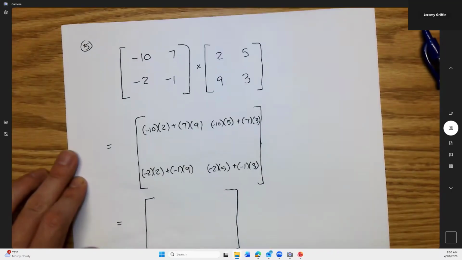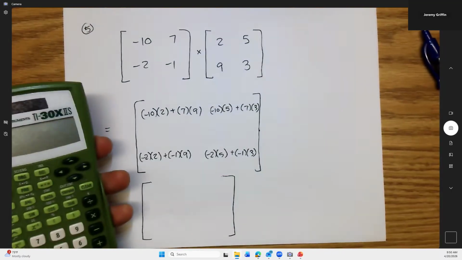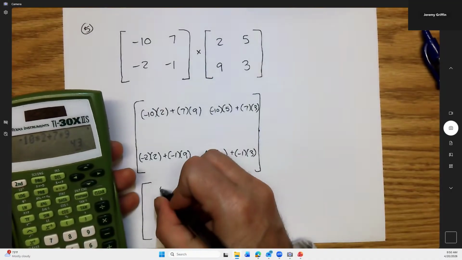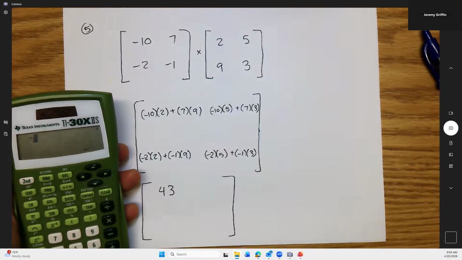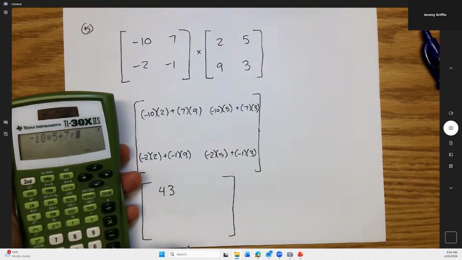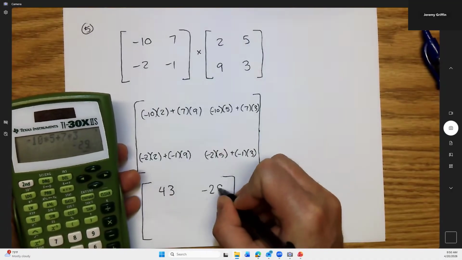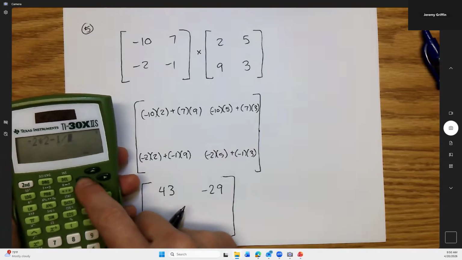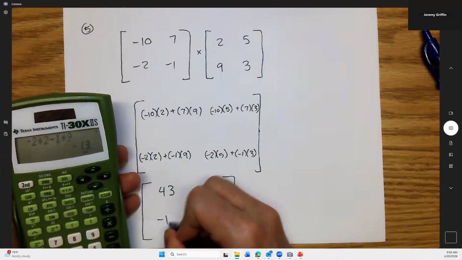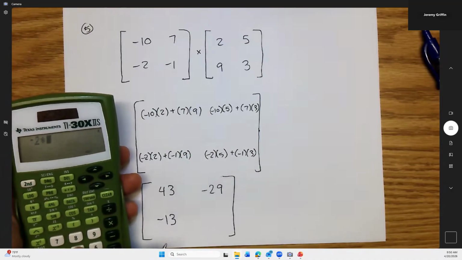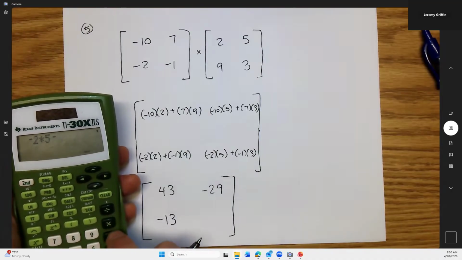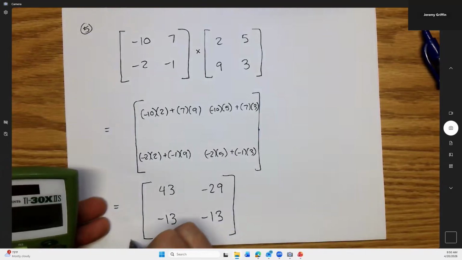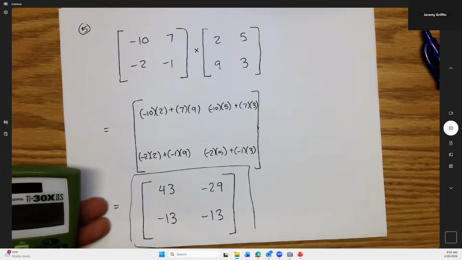So let's clean this up in a calculator and see what that actually comes out to. It is negative 10 times 2 plus 7 times 9. So this works out to be 43. Negative 10 times 5 plus 7 times 3 is negative 29. Negative 2 times 2 minus 1 times 9 is negative 13. Negative 2 times 5 plus negative 1 times 3 is also negative 13. And that is the answer. That is the product of those two matrices.